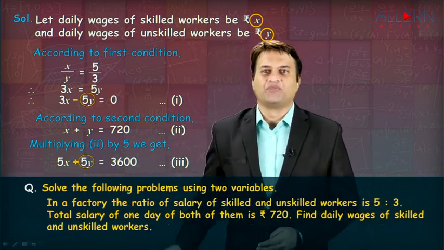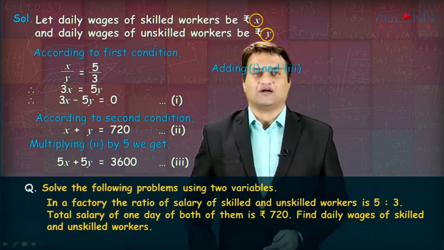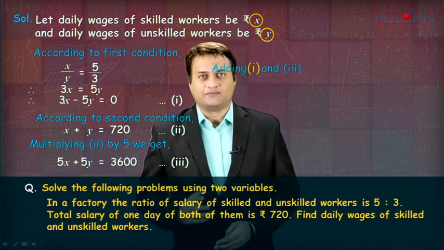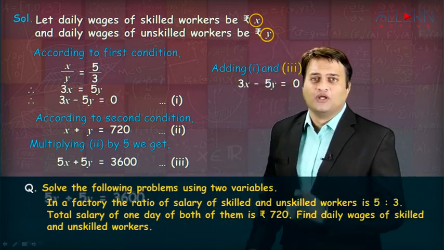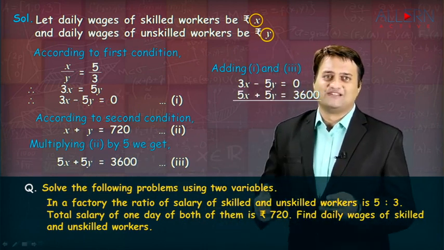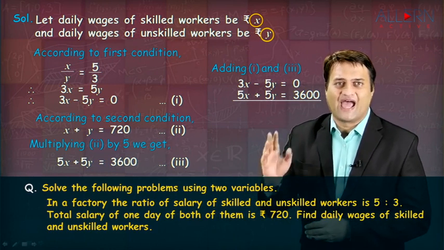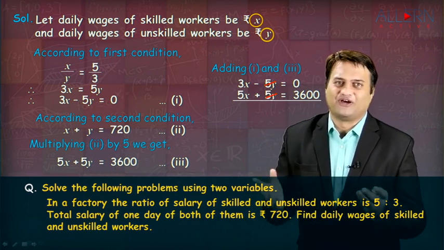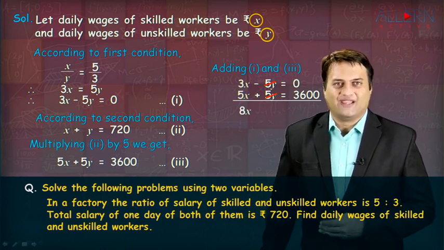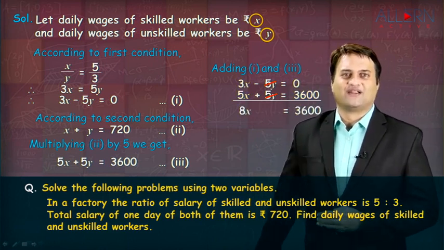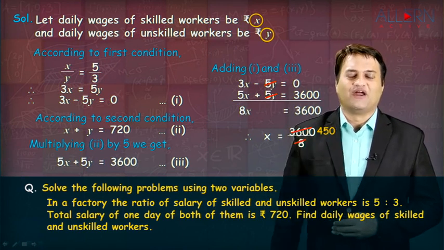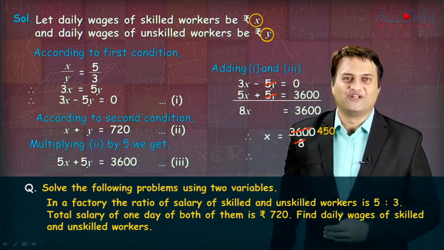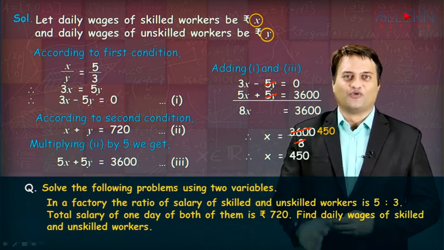So let's do that. Now when we add the first and the third equation, the first equation is 3x minus 5y is equal to 0. The third equation is 5x plus 5y is equal to 3600. Let's add. Minus 5y plus 5y will get cancelled. We get 8x is equal to 3600. So x is equal to 3600 upon 8. When you divide, you get 450. So x is equal to 450.